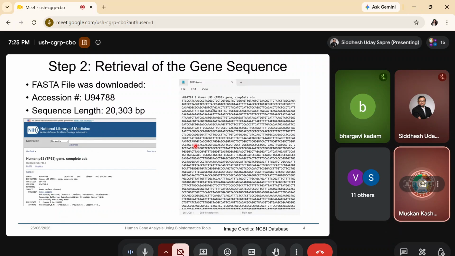If any other student wants to ask any question, you can either ask or type in the chat box as well, because group one gave a very nice presentation. All of the steps were very nicely done. Does any student want to ask any question?